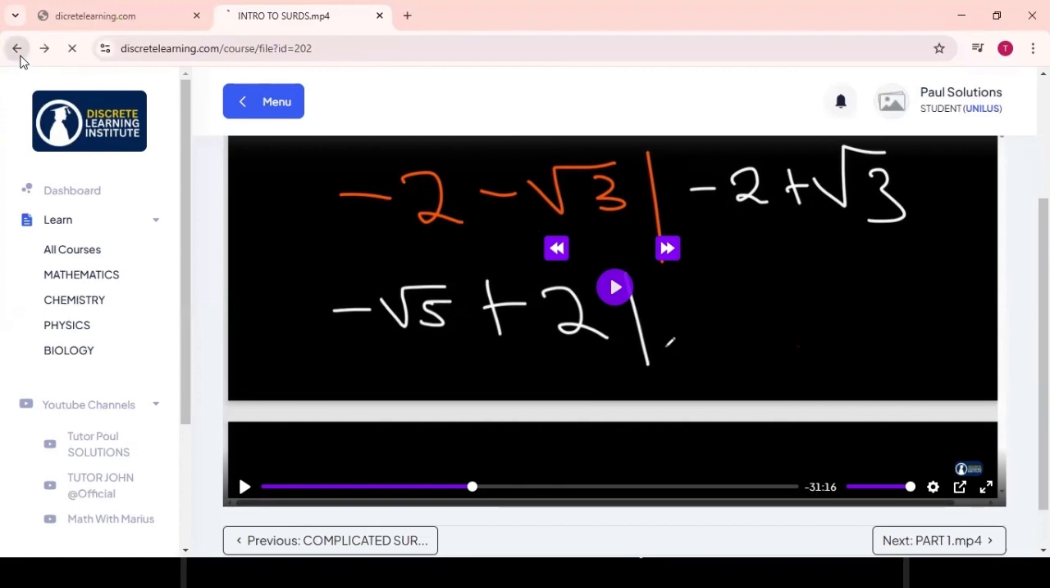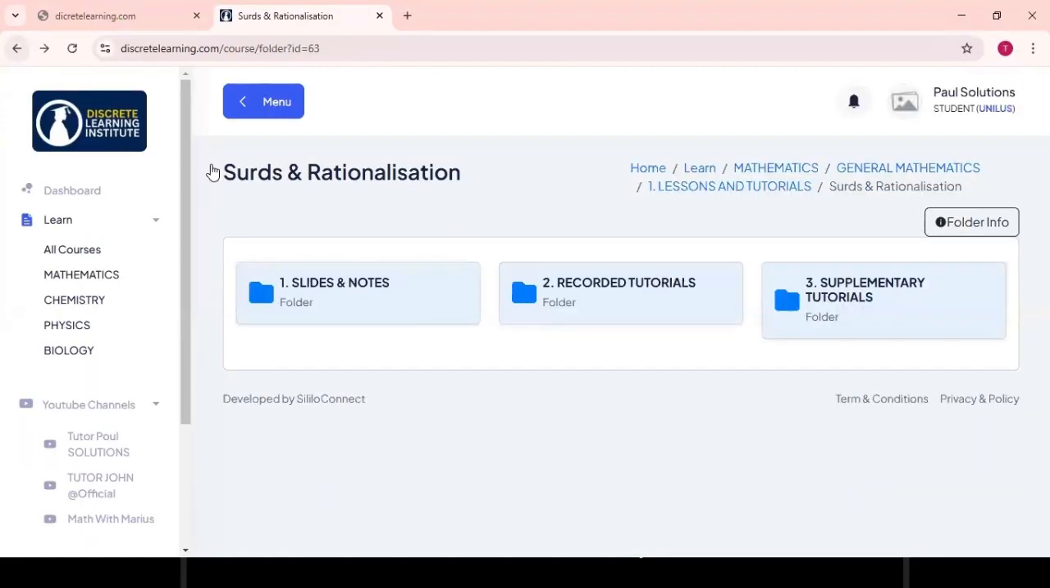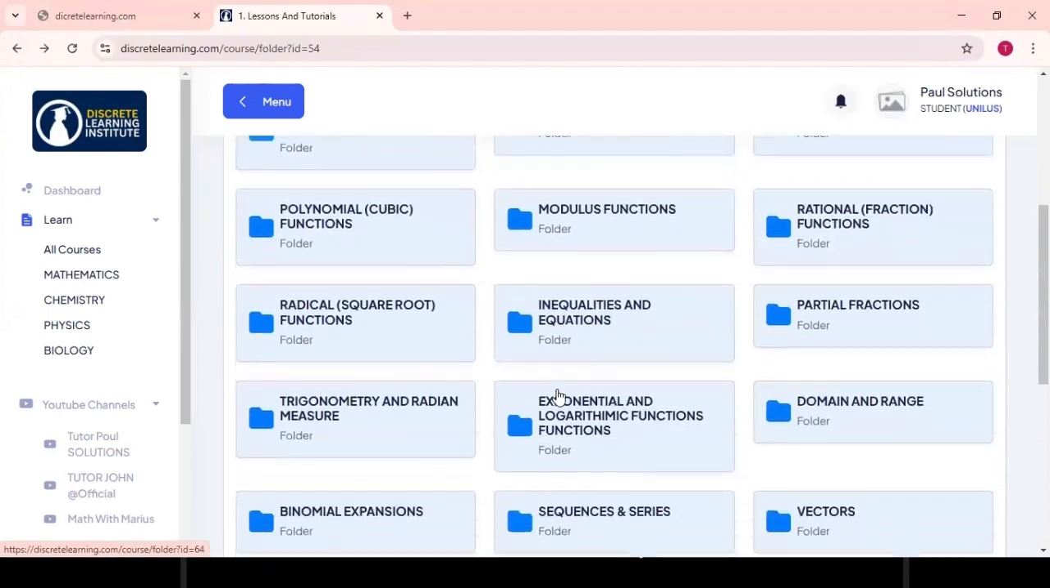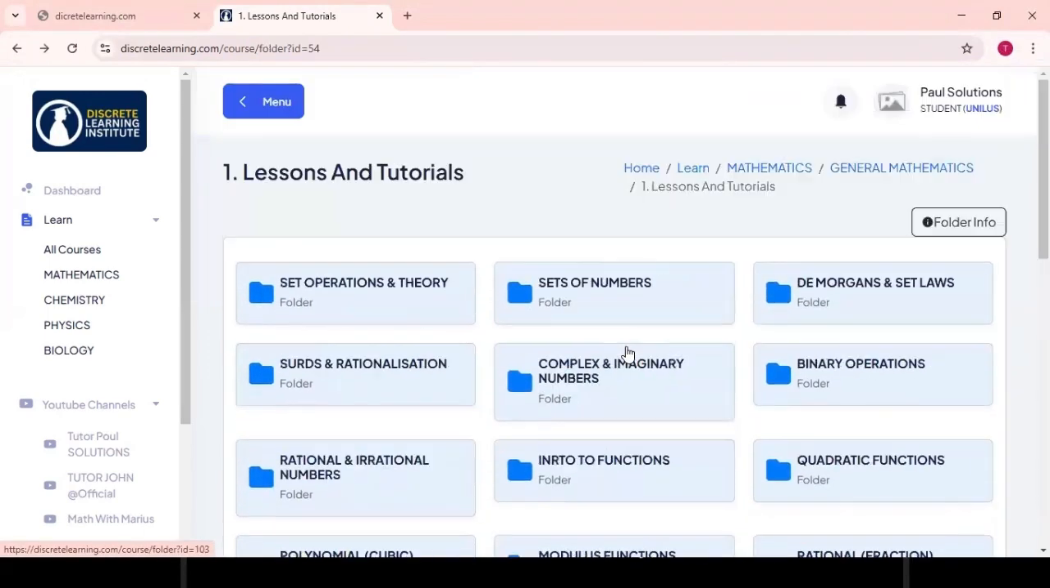All right, so that's it on the lessons and tutorials. The setup is the same in all these topics that you can see. So just pick the topic that you want to learn, and then you'll be able to learn.